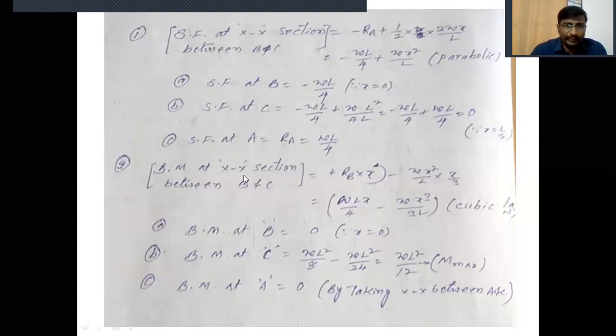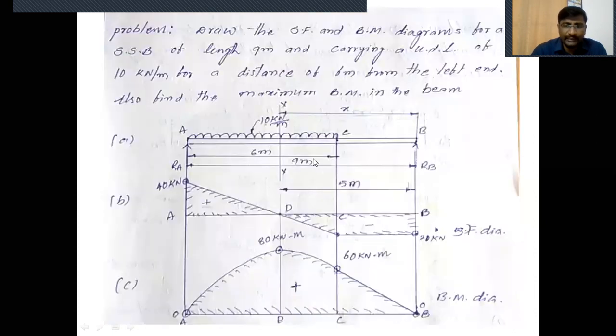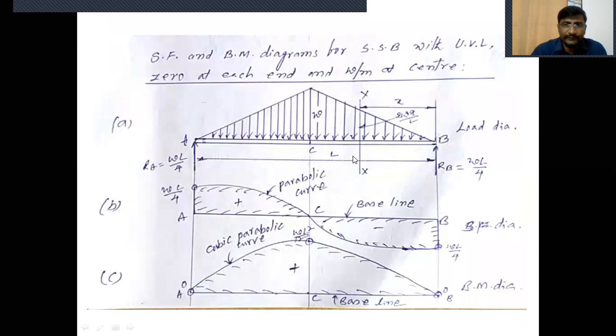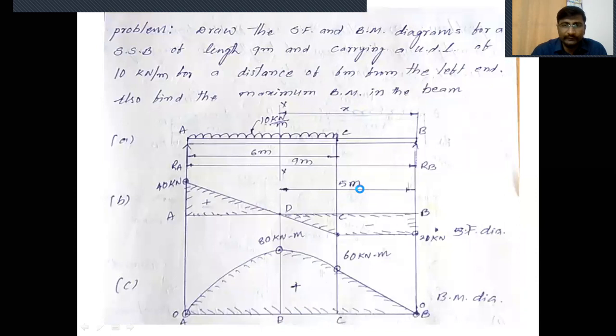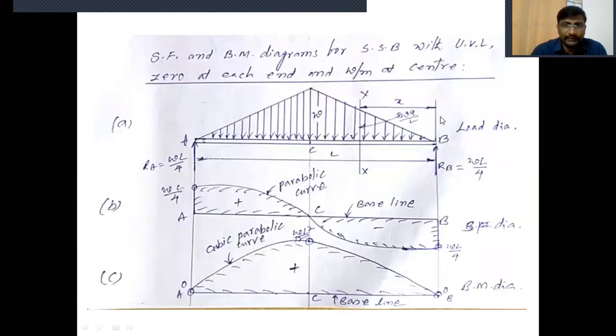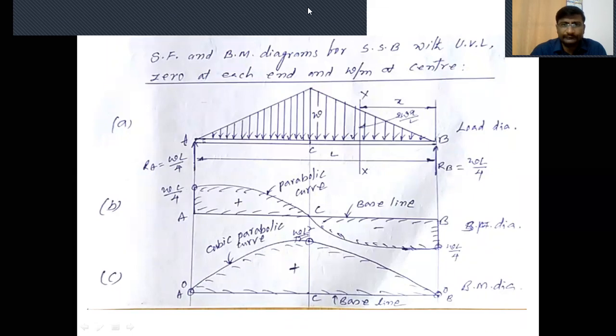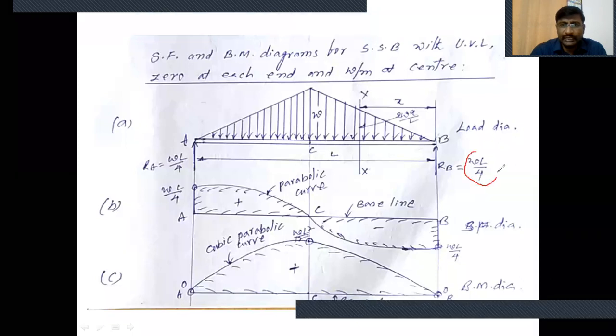Then the bending moment at the x-axis section between B and C. If we consider the x-axis section again between B and C, what is the bending moment equation? In the bending moment equation, we follow the sign convention: anti-clockwise is positive, clockwise is negative, because on the right side, anti-clockwise is positive, clockwise is negative. So what is the bending moment? RB into the perpendicular distance. The force is RB, WL by 4, and the distance from the x-axis section is x. So RB into x is the moment.